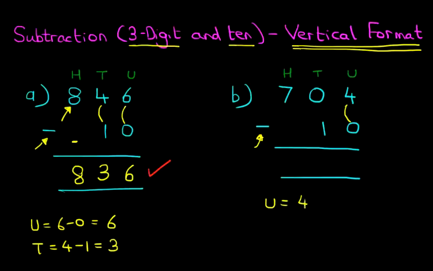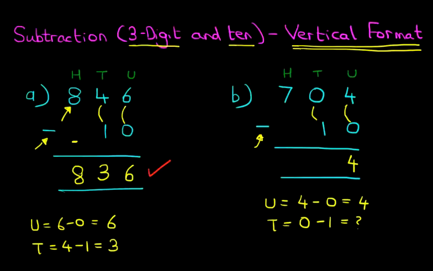Units, we've got 4 minus 0. 4 minus 0 is 4. Okay, that was the easy one. The next one is the tens. Now let's write this down. We've got 0 minus 1. Well, we cannot do that because 0 is smaller than 1.